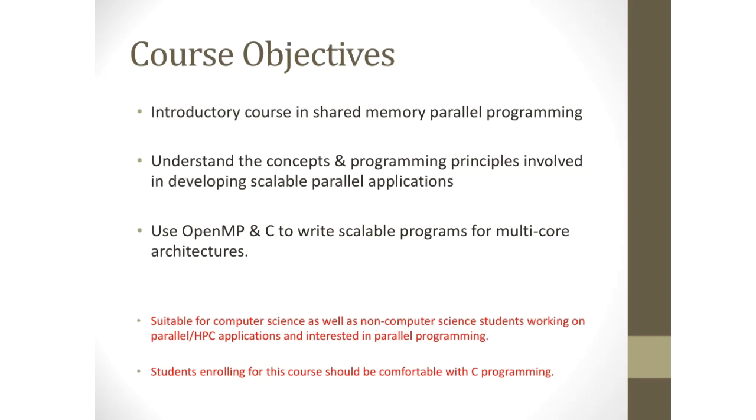We will understand the concepts and programming principles involved in developing scalable parallel applications. We'll see how much we can scale. We'll try to scale up to 8 to 16 cores, and we'll use OpenMP and C to write the scalable programs for multi-core architectures. That's the plan. This is going to be for both computer science and non-computer science students. I'm going to cover whatever basics of operating systems or architecture are required in this course. What is expected is that you have a reasonable understanding of C, that you're reasonably comfortable with C. I'm not going to go into the basics of C programming.